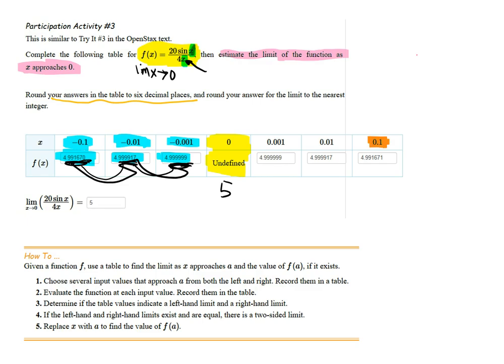Plug 0.1 in for the x's here and there, grab my calculator, and I get this number. Then I plug in 0.01, I get this number. Then I plug in 0.001, I get this number. And looking at those, they start at 0.991671, then 0.99917, then 0.999999999. It's also getting closer and closer to 5. So the limit: as x approaches from the left it gets to 5, from the right it gets to 5. Since they both equal 5, 5 is the limit.